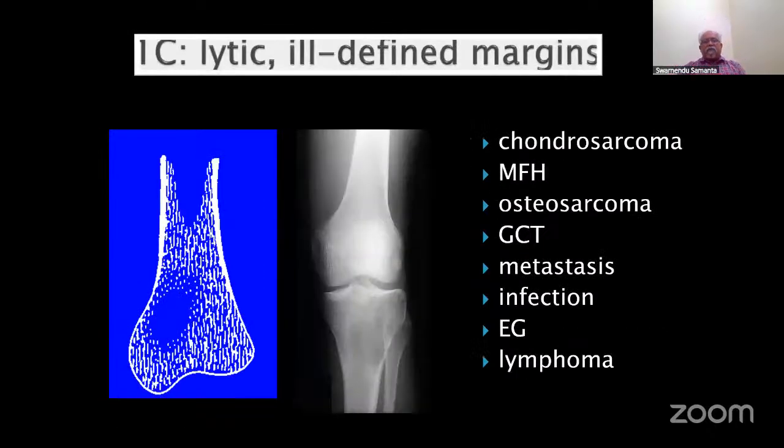Then 1C, I already told you that you cannot basically delineate the margin. It has ill-delineated margins. So you can have this list, and sometimes you don't exclude infection. It can be infection also.